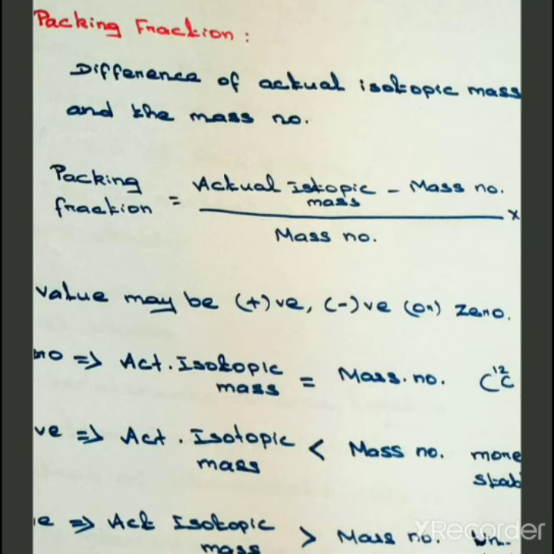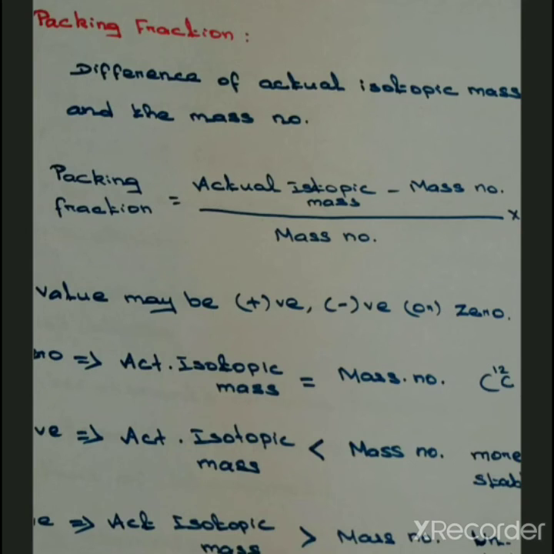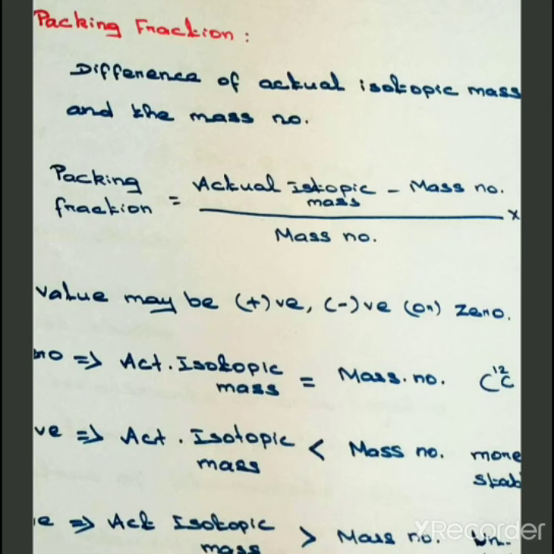Packing fraction is defined as the difference of actual isotopic mass and the mass number. That means packing fraction is equivalent to actual isotopic mass minus mass number, divided by mass number, into 10 to the power 4. The actual value of isotopic mass is a fractional number and the mass number is a whole number. So this packing fraction value may be positive or negative, or sometimes the value is equivalent to 0. For example, whenever the actual isotopic mass is equivalent to the mass number of that isotope, at that condition the value of packing fraction is equivalent to 0.